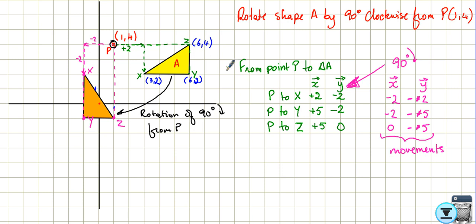So first we found the distances from P to the vertices of triangle A. Then we applied the rule of rotating those distances by 90 degrees clockwise. That's the first example. I'm going to do another example. These examples are all the same. This time we'll do 2 rotations so that we have 2 on the same page. Okay, and then of course you need to do your work.